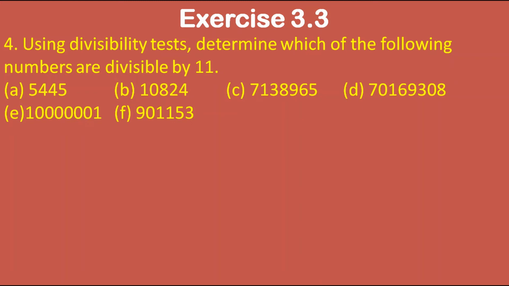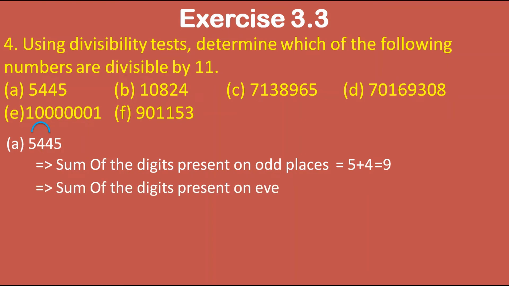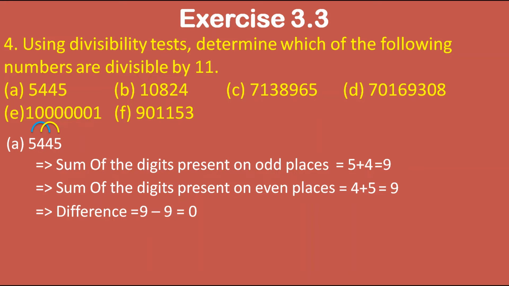Okay. So the first number here is 5445. According to the divisibility rule, first we have to find the sum of the digits present on odd places, and those are 5 and 4. So let's add them. 5 plus 4 gives 9. Now we have to find the sum of the digits present on even places, and those are 4 and 5. So let's add. 4 plus 5 gives 9. Now we have to find the difference between these sums. That is 9 minus 9 gives 0. As 0 is a multiple of each and every number, 0 is a multiple of 11 also.